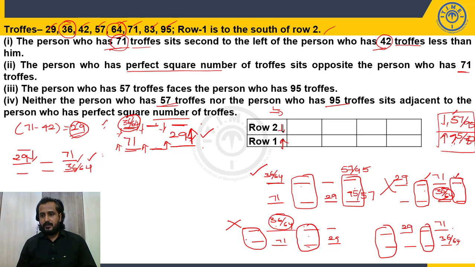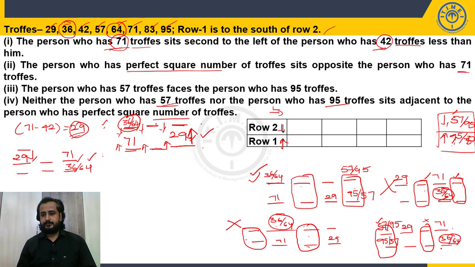But neither 57 nor 95 is adjacent to perfect square. So it is already 36 or 64 perfect square. So it cannot be here. So this has to be here only. So 57 or 95, 95 or 57. So how many cases we have?